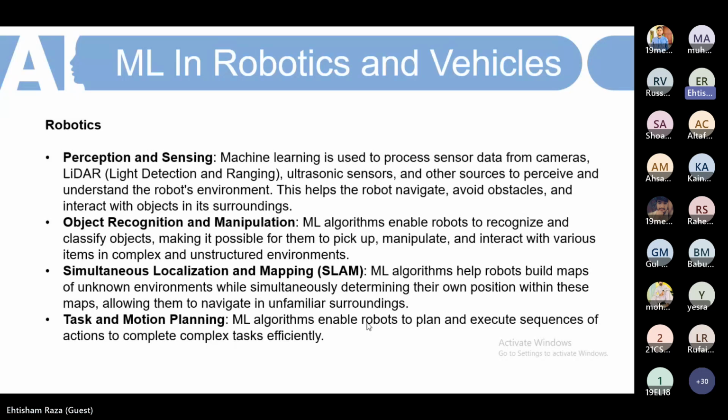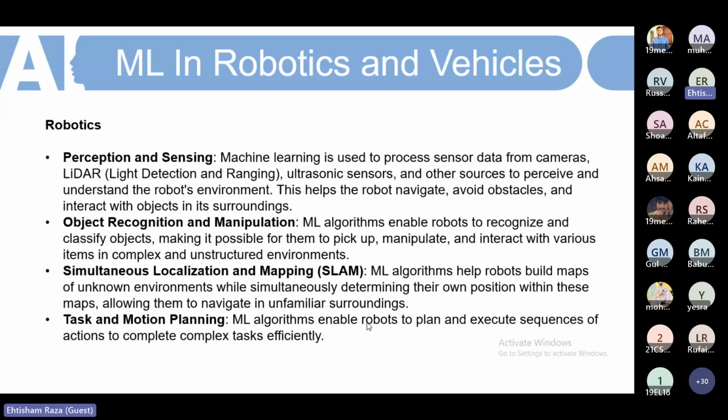So how can this be achieved? Only because of machine learning. If you perform object recognition and manipulation, your robot can understand, okay, there is a fire in front of me. As I have been trained to extinguish fire, my job is to put out the fire, so I am going to bring a bucket of water and throw it on it. So your object recognition can help the robot extinguish the fire.